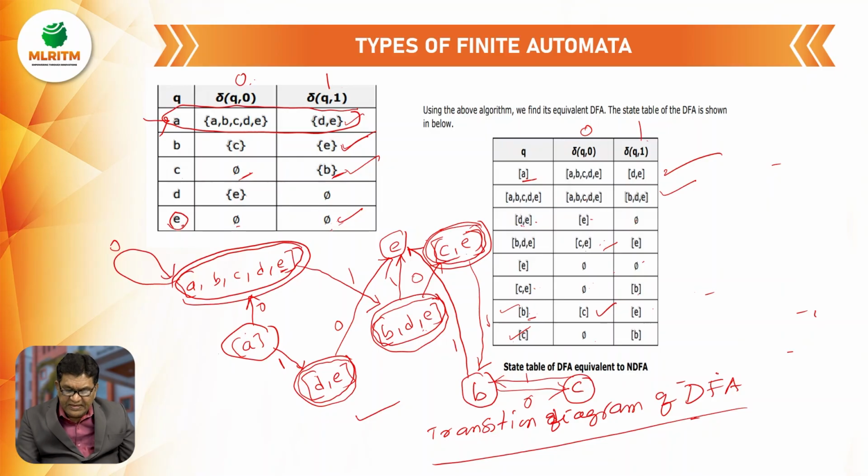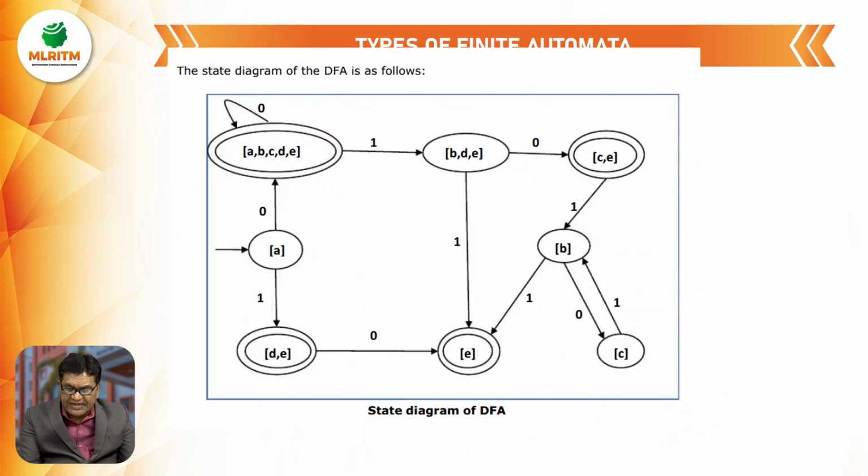In the NFA, there is only one final state, E. But in the DFA, there are four final states, because any state in which E is present should be a final state. So clearly, here is the state diagram of the DFA.